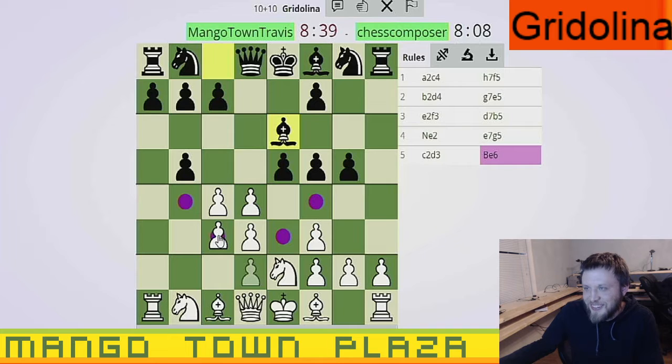Alright, so can they go sideways? Can what go sideways? Can they move orthogonally, left, right, and forward? I'm not sure your question. The pawns, dude. The Gridolina pawns. Can they attack to the side? No. Orthogonally? No. They can only attack forward. Okay.